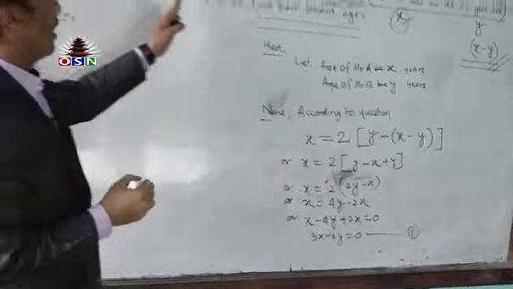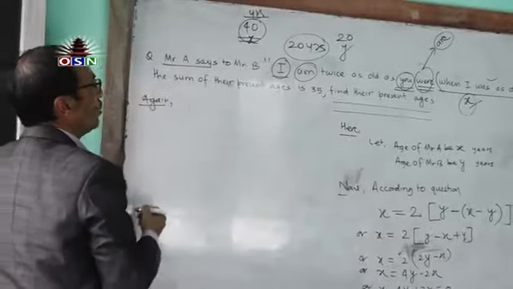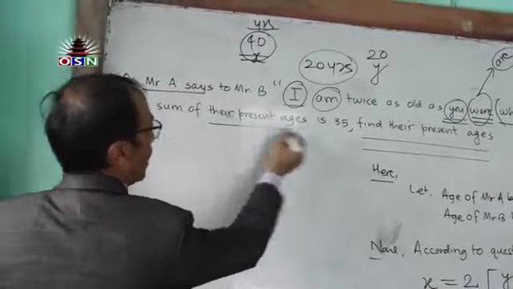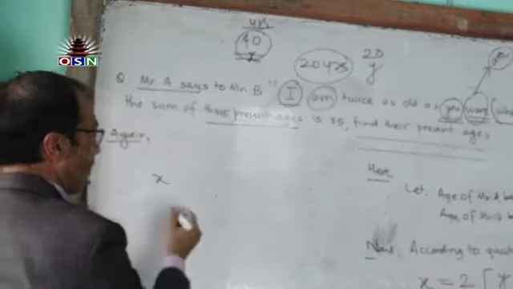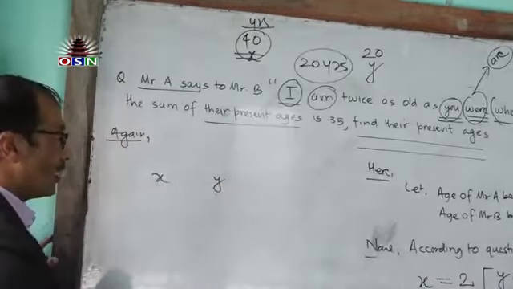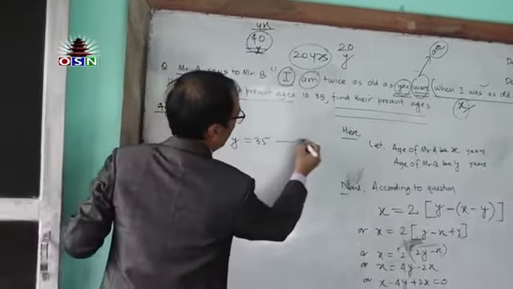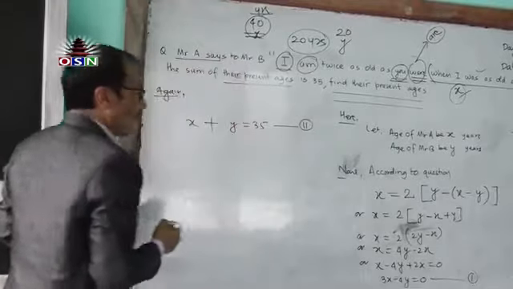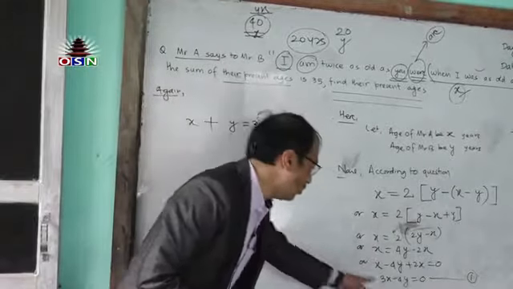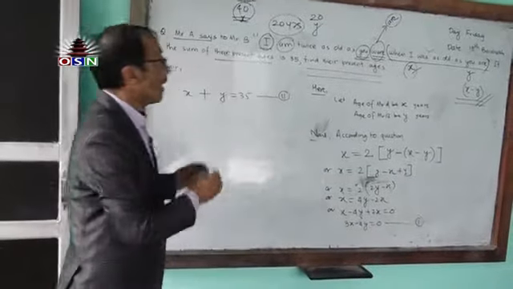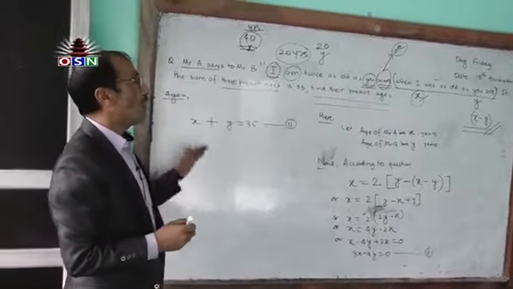Again please, the second statement states here that the sum of their present ages. Then x is the present age of Mr. A, y is the present age of Mr. B. Their sum means we have to add them, that is 35. This is equation number 2. Well, you'll have to solve these two equations, equation 1 and equation 2. Finally you will get the values of x and y.